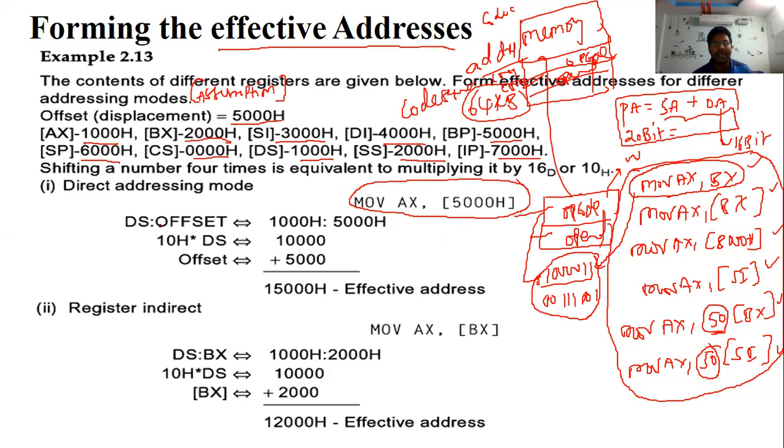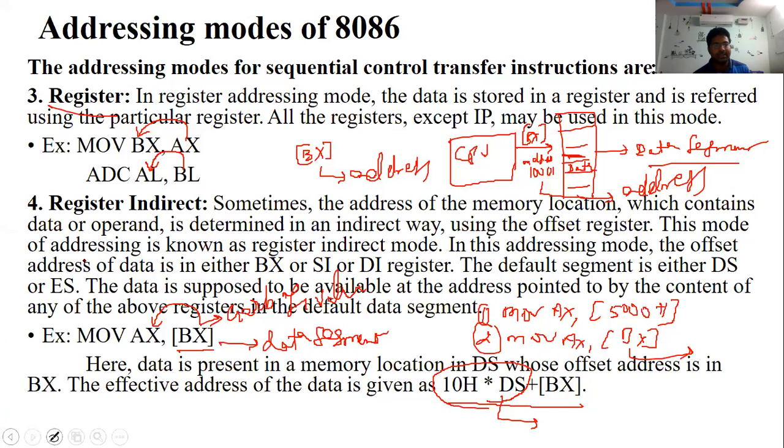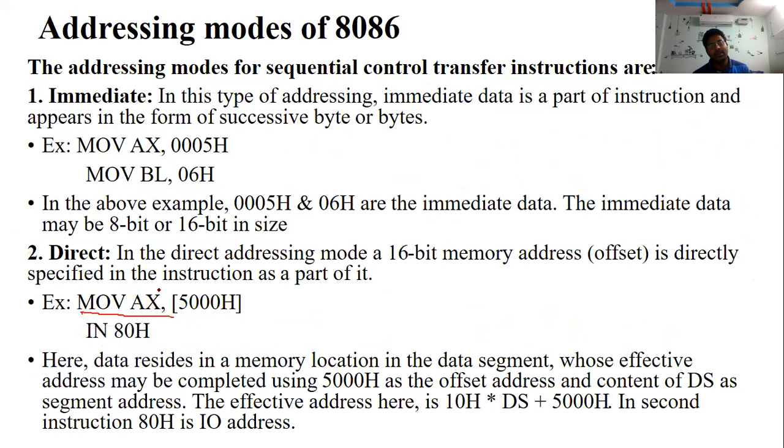So how to calculate this? For suppose, MOV AX, 5000H. Then come back to the direct address mode. Yes, this is the direct address mode. So this is MOV AX, 5000H. The instruction itself represents the address. This is the address.